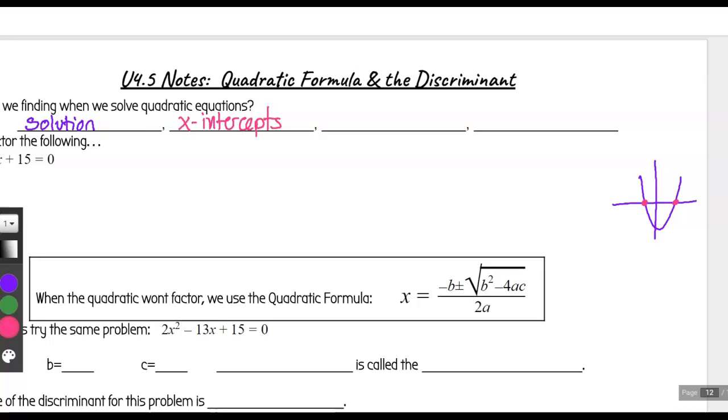What's another word? No. These are the solutions. There are no more solutions on this graph. Zeros. And there's one more word that everyone seems to forget that starts with an R.